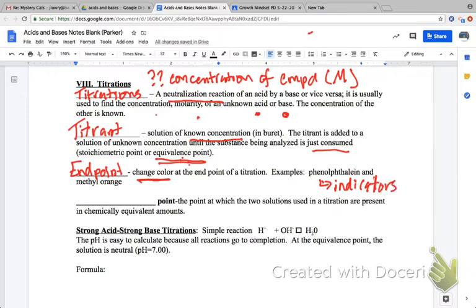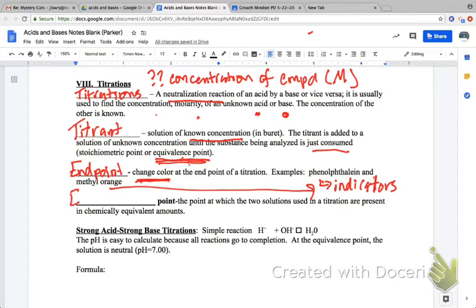So phenolphthalein and methyl orange, both of those are indicators. They're going to be one color when the pH is basic, and a different color whenever the pH is acidic. So you look for that color change, and that tells you that the titration is over or that you've reached your equivalence point and the titration should stop. And then you would make all of your measurements and be able to carry out your calculations.